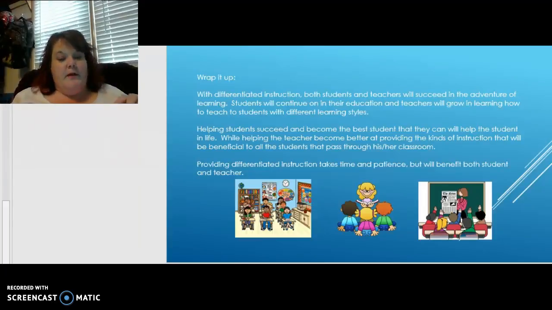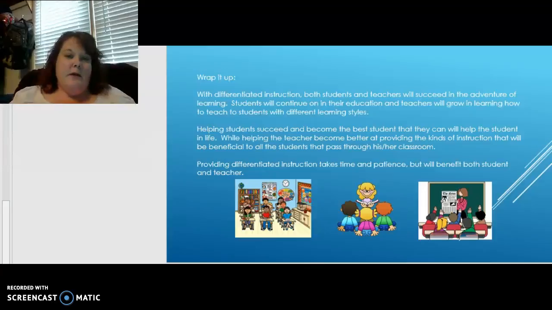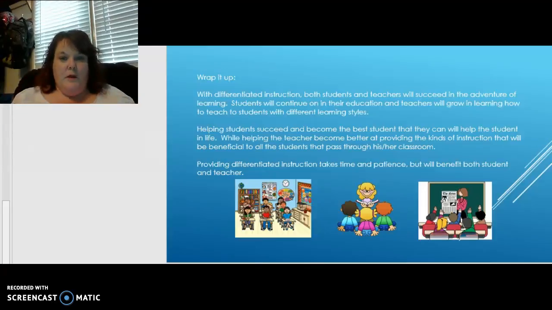Remember, providing differentiated instruction takes time and patience and will benefit both students and teachers. By providing a differentiated instruction classroom, you are providing a classroom that will engage the student, keep the student's interest, and hopefully make that student grow and move forward in the levels of education of each concept, skill, and subject.